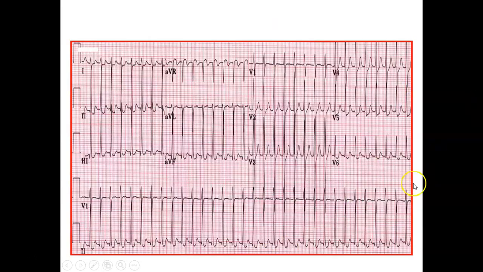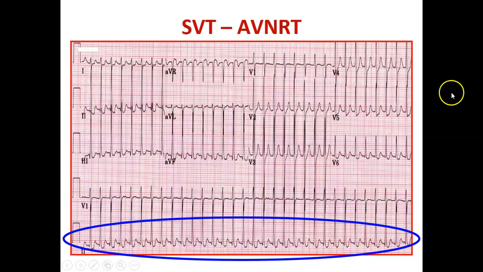Look at this ECG. Just look at the bottom of this ECG strip. This is tachycardia. It's a narrow complex, no P wave. So this is your supraventricular tachycardia, and most commonly it's atrioventricular nodal reentrant tachycardia.